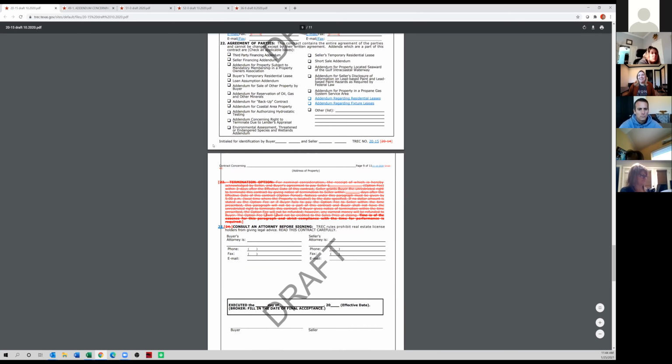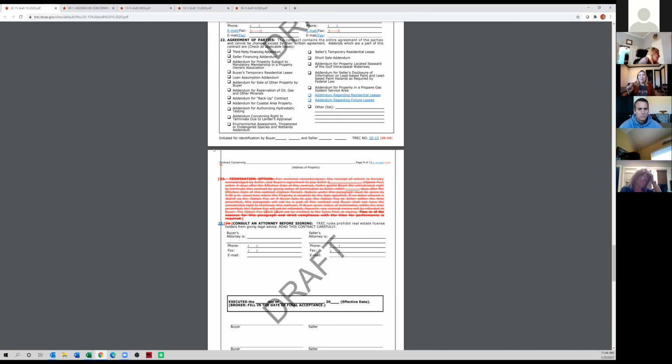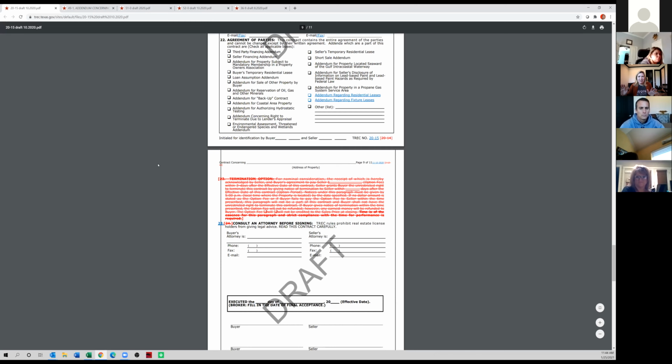All right, paragraph 22. Really, this should be a very easy one, but y'all, people forget to check the box. Even if you have the amendment regarding residential leases done and you didn't check the box, it's really not deemed to be part of it. So we've got to make sure that the box is checked. I know it seems like, of course, I'm going to remember that, but just really double check.